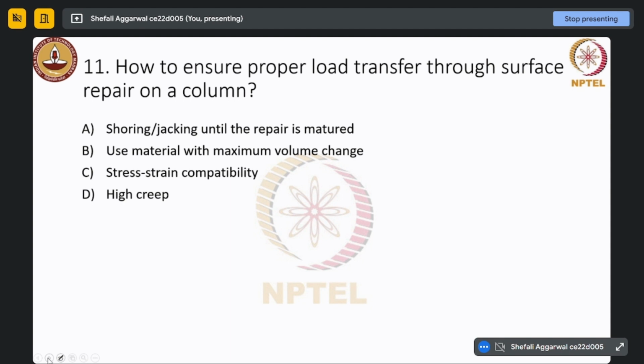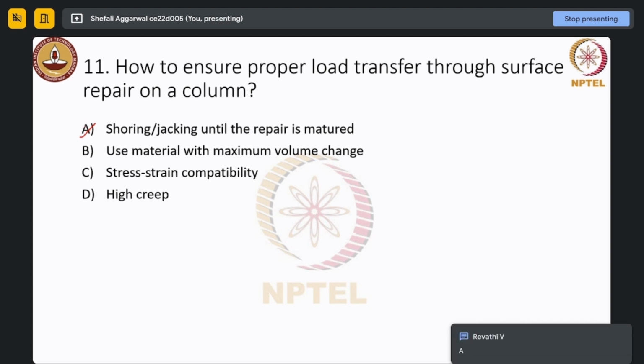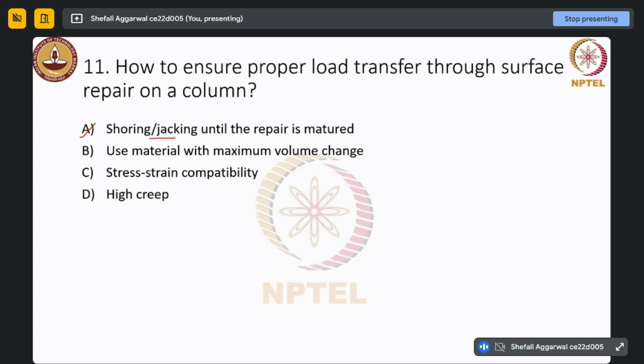First, option A is mandatory. Correct. Why are we providing shoring and jacking? To achieve the desired strength. After that only we should be loading it. We are providing jacking just to transfer the load so that our repair material doesn't carry the load in the initial state itself. After it's completely cured, then only we will remove the jacking. Option C might be there because stress-strain compatibility should be there.